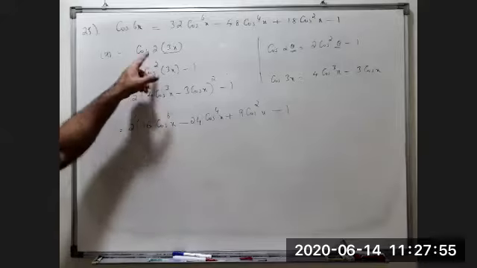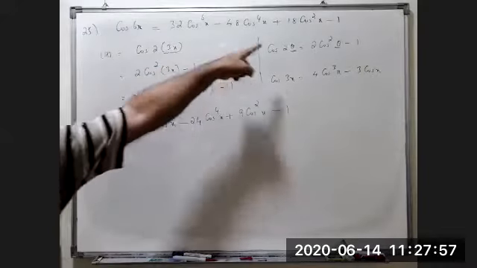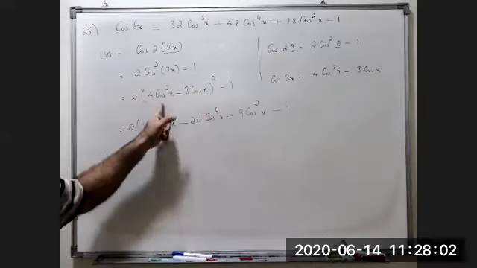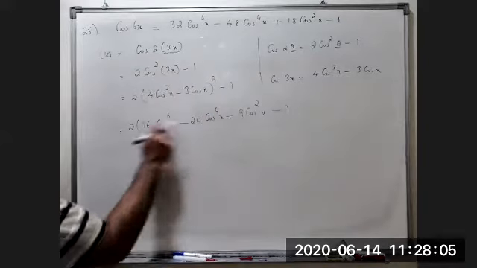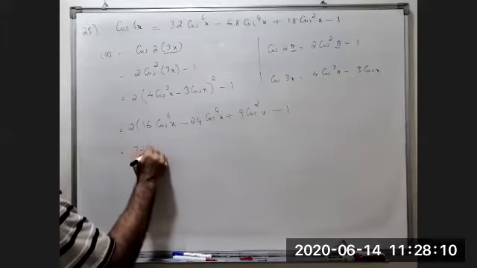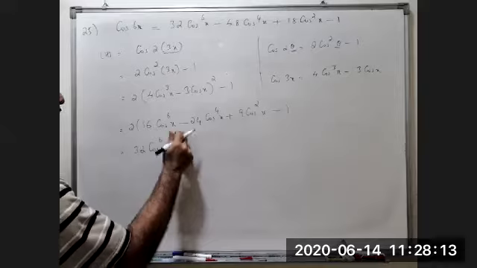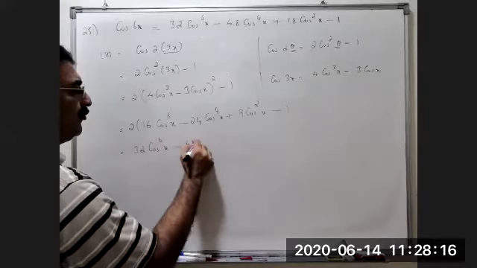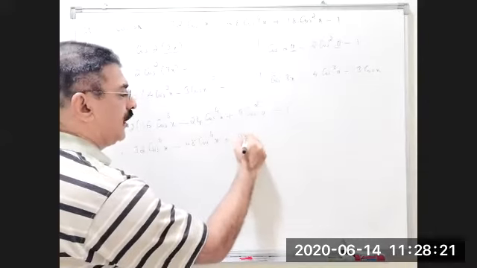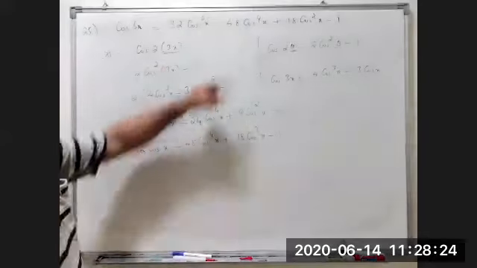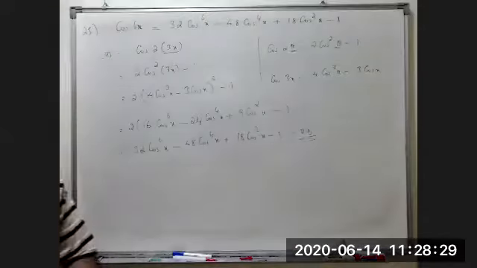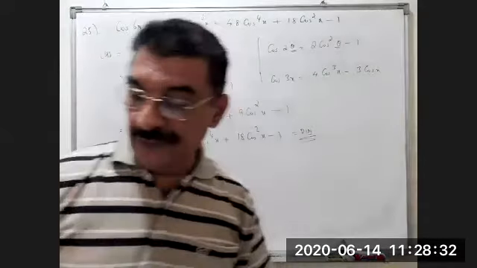It's nothing. First we wrote 2 times this one, then we used the formula for cos 2 theta, then the formula for cos 3x, then a minus b the whole square. Now open this bracket. 16 2s are 32 cos raised to 6x, minus 24 2s are 48 cos raised to 4x, plus 9 2s are 18 cos square x, minus 1. That is RHS, so LHS is equal to RHS. That's the answer.